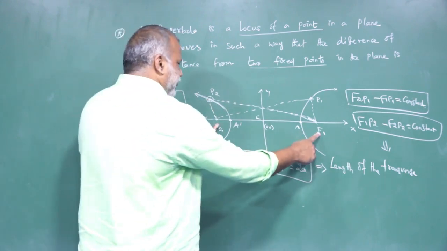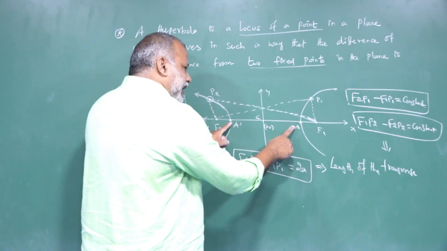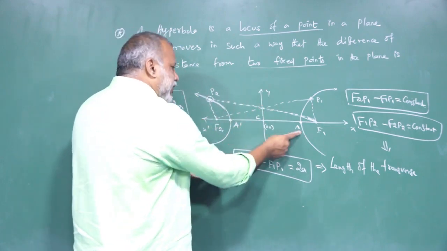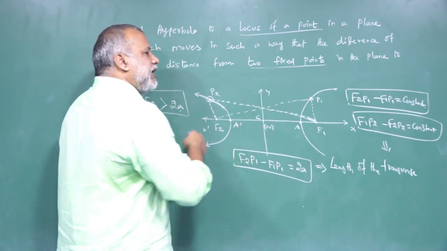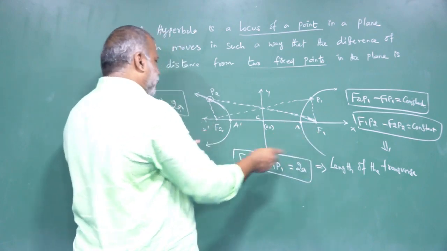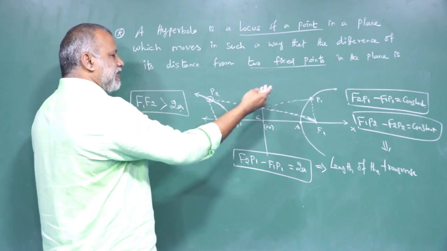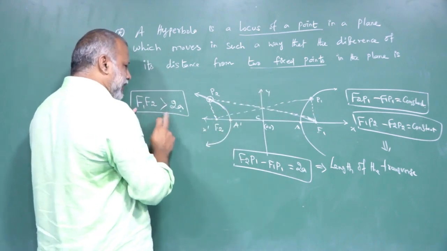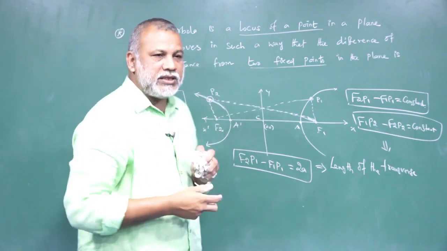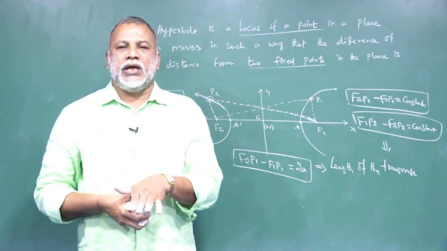So F1, F2 must be the foci, A and A dash must be the vertices. Therefore, AA dash is called the length of the transverse axis. F1 F2 must be the distance between the foci. As per the given concept, this distance is greater than 2a. So using this concept, we have two problems in your exercise.